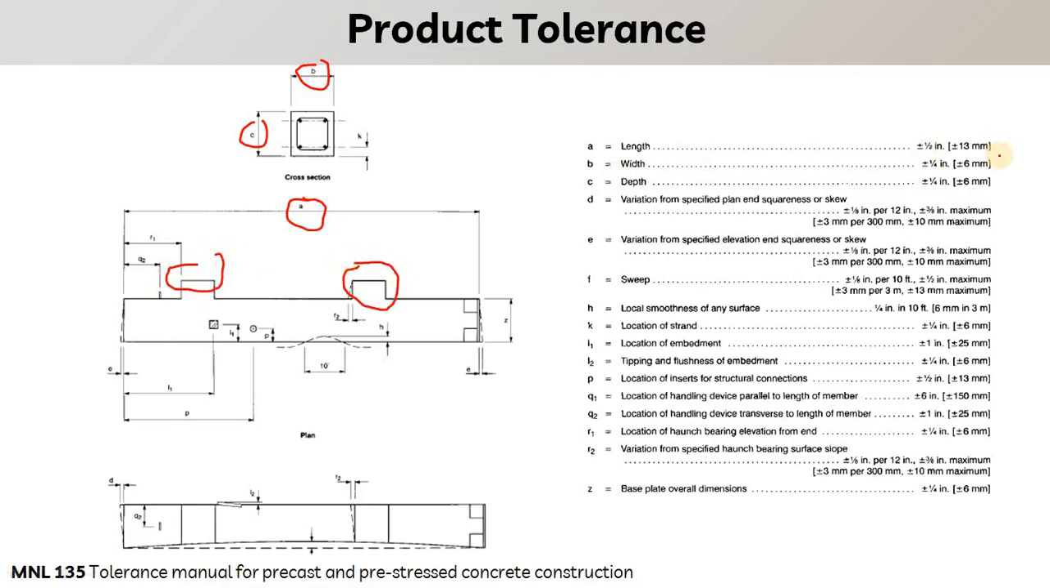So what the code suggests is that the length of the column should not be more than or less than 13 mm. So the tolerance for the length is plus or minus 13 mm. The width of the column can be tolerated up to plus or minus 6 mm, as well as the depth of the column can be tolerated as plus or minus 6 mm. So you can see all these parameters that are specified by Manual 135. You can go through all these criteria. So this is all about the tolerance that has to be followed in the construction of the precast elements.